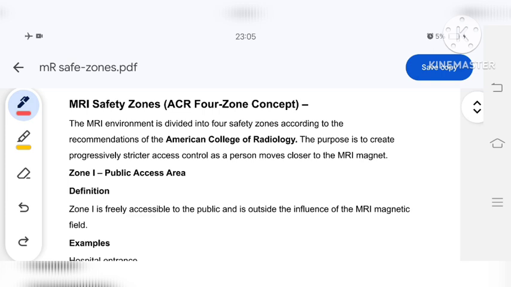ACR 4 zone concept. The MRI environment is divided into 4 safety zones according to the recommendation of the American College of Radiology. The purpose is to create progressively stricter access control as a person moves closer to the MRI magnet.